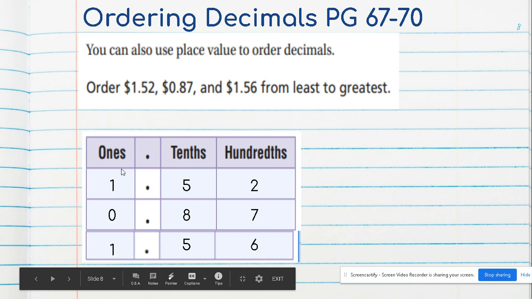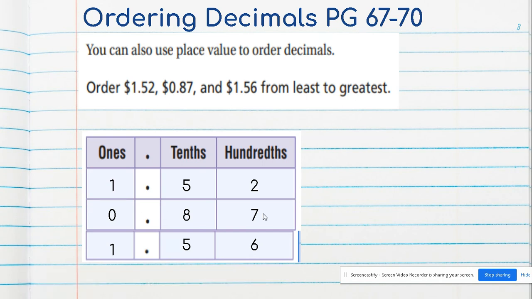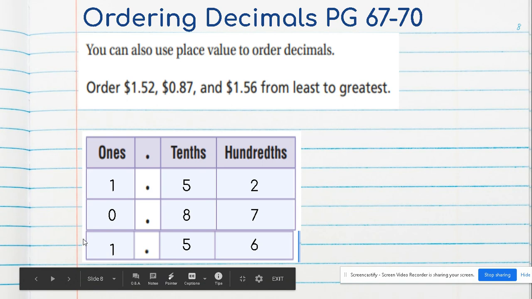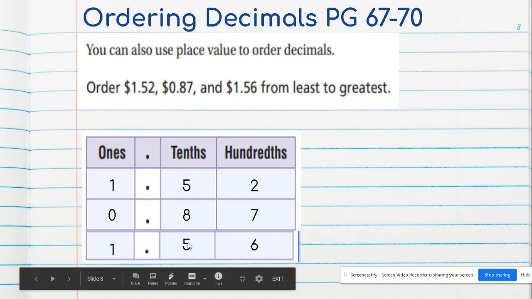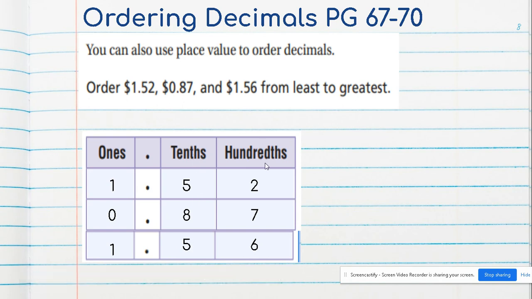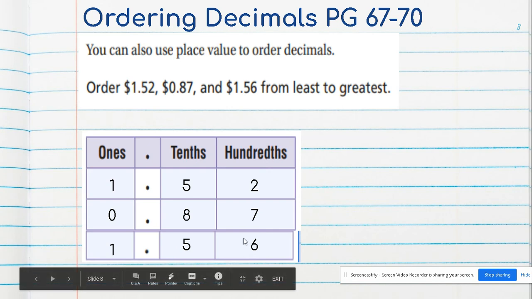Right here in the ones place, who has the least? 87 cents. So we can scratch that one off. We don't need it anymore. It's going to be our first number. Let's check again. 1 and 1, they are equal. So let's move over to the tenths place. I have a 5 and a 5. Oh my, they are still equal. Let's go to the hundredths place. 2 and 6. Who has the least? It's going to be the 2.